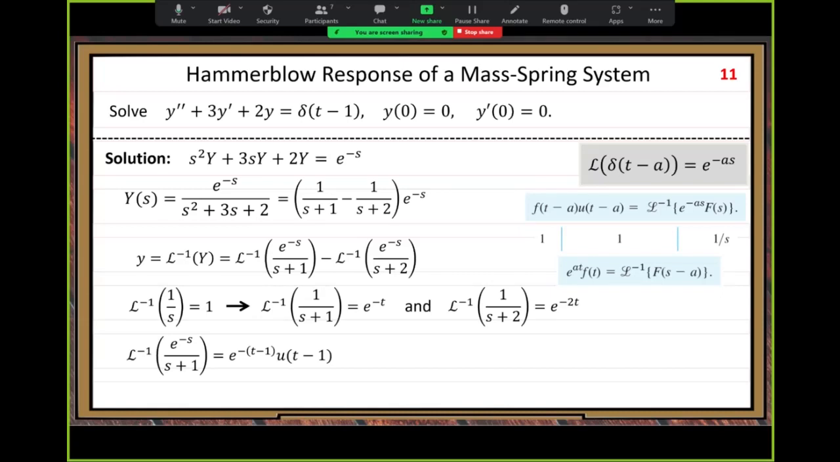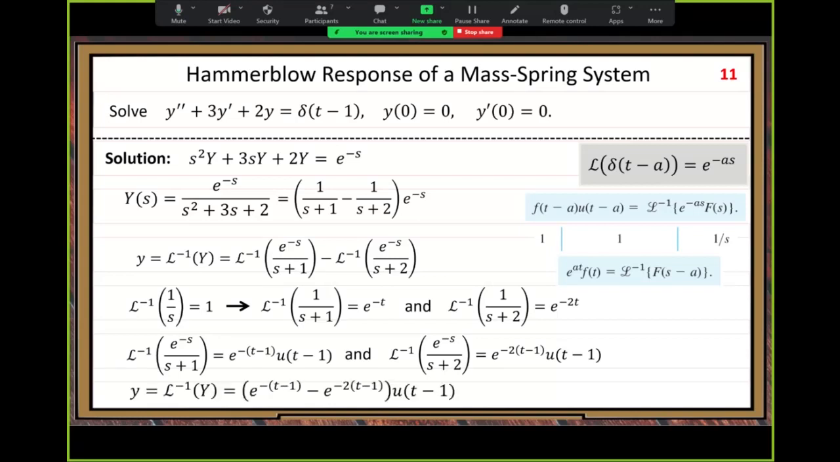Second, because here it's 2, this 2 comes from the denominator too. So then let's write the inverse Laplace transform, adding that e to the negative s. This function little f, with minus a being 1, a is 1. All right, let's combine these two terms. So little y equals this function.